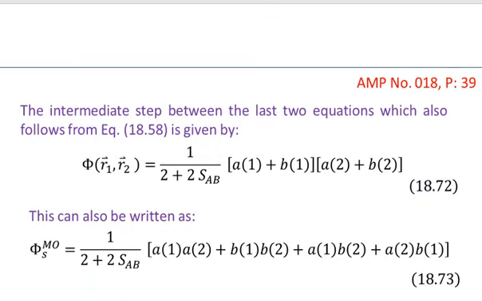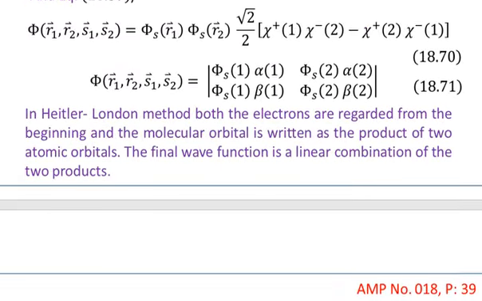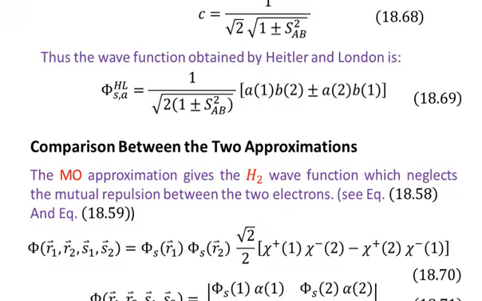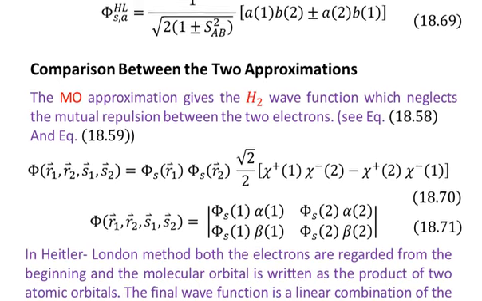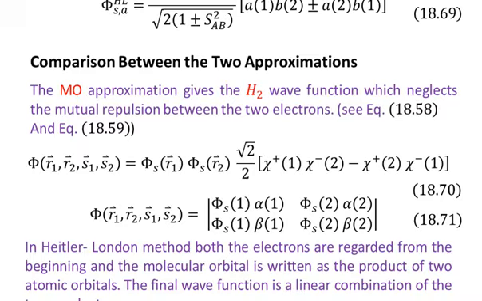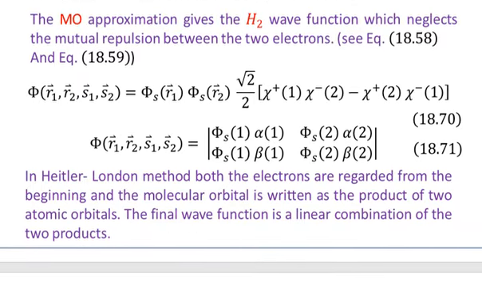Now you see that here I am considering only the spatial part of the wave function. In the Heitler-London method, which was presented in equation number 18.69, I have only considered the spatial part of the wave function, and I have not considered the spin part of the wave function. Whereas the molecular orbital wave functions given in equation numbers 70 and 71 consider both the spatial part and the spin part of the wave functions.